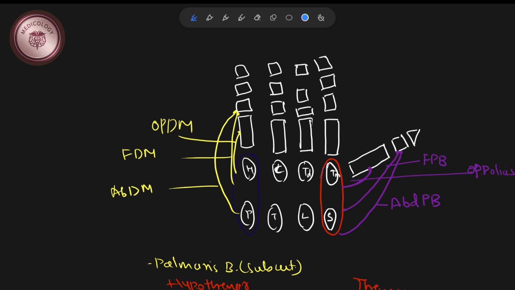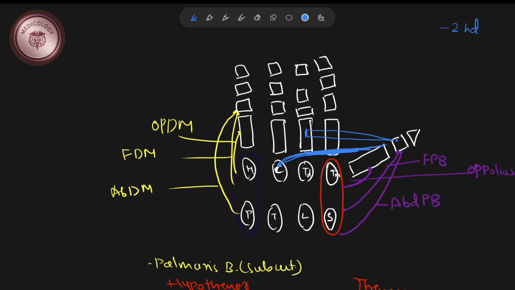Adductor pollicis helps in adduction, so it should be on the medial side. So how does it have two heads? Okay, two heads: the transverse head and the oblique head. The transverse head will originate from the first phalanges, and it will come to the mid shaft of the third metacarpal, like this. The oblique will come from the first metacarpal base, second metacarpal base, and the capitate bone of the carpals, like this.